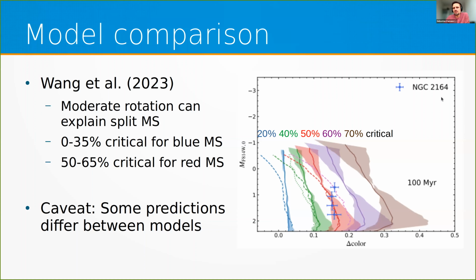They looked at another cluster with a similar age to NGC 1850, NGC 2864. And what you see here is the color difference compared to non-rotating stars that you expect for different rotation rates relative to the critical rotation velocity. And the observed color differences are here, and they correspond to something like 50% critical.